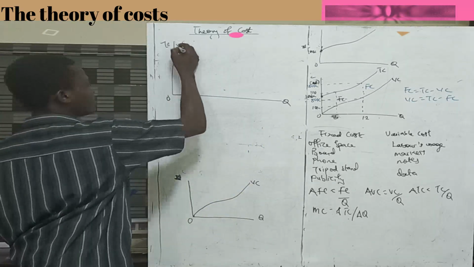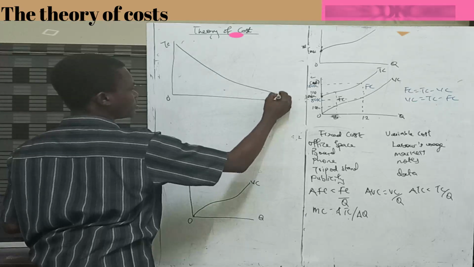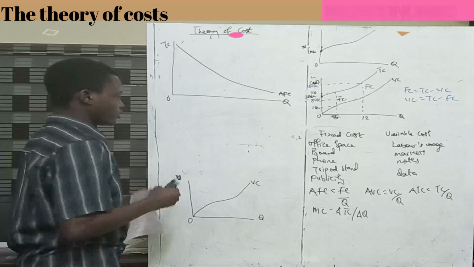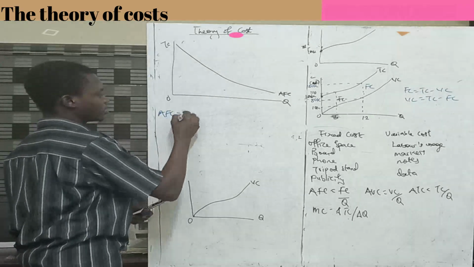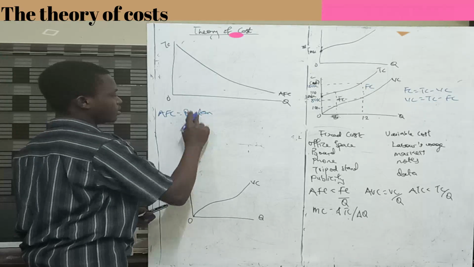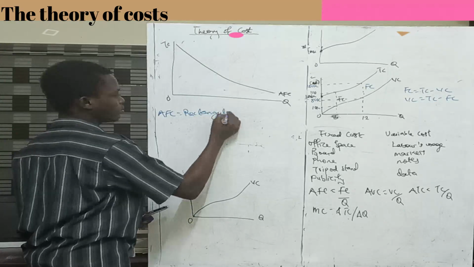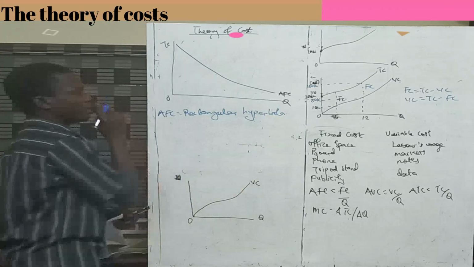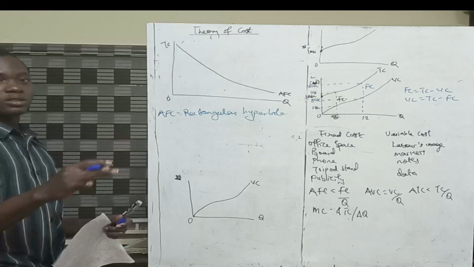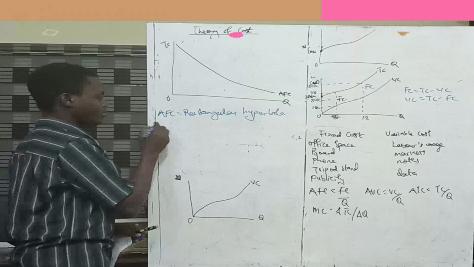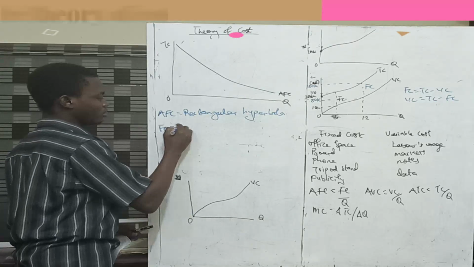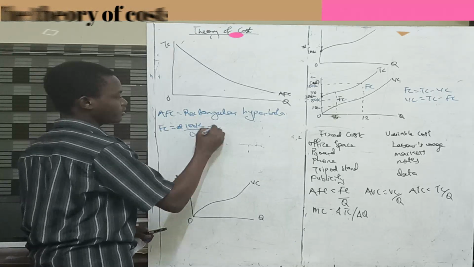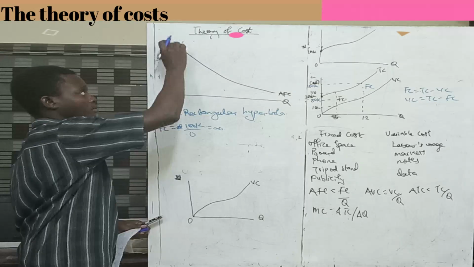The thing is your average fixed cost falls continuously but never equals 0, and the shape is called a rectangular hyperbola. It decreases continuously but never equals zero. In this case, fixed cost was 100,000. So if output is zero, it's kind of infinity. You don't know where it's starting from.